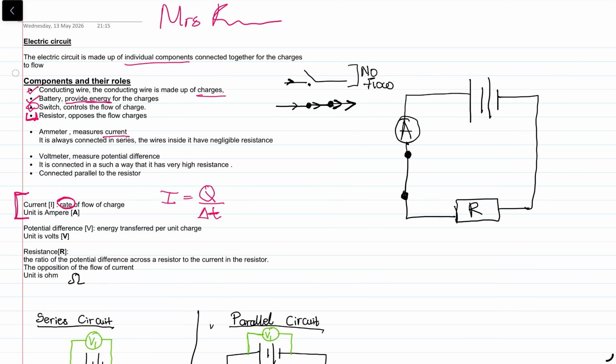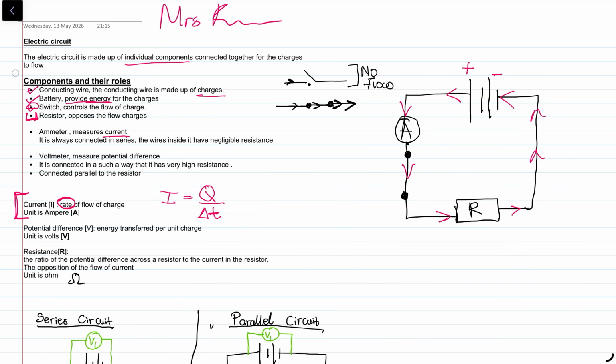So your current is equal to the charge over the time, meaning that this is the rate of flow of charge. Your charges flow in a conventional direction. The conventional direction for the current is from the positive terminal to the negative terminal. So your current flows in that manner, and it makes a cycle like that from the positive terminal to the negative terminal.